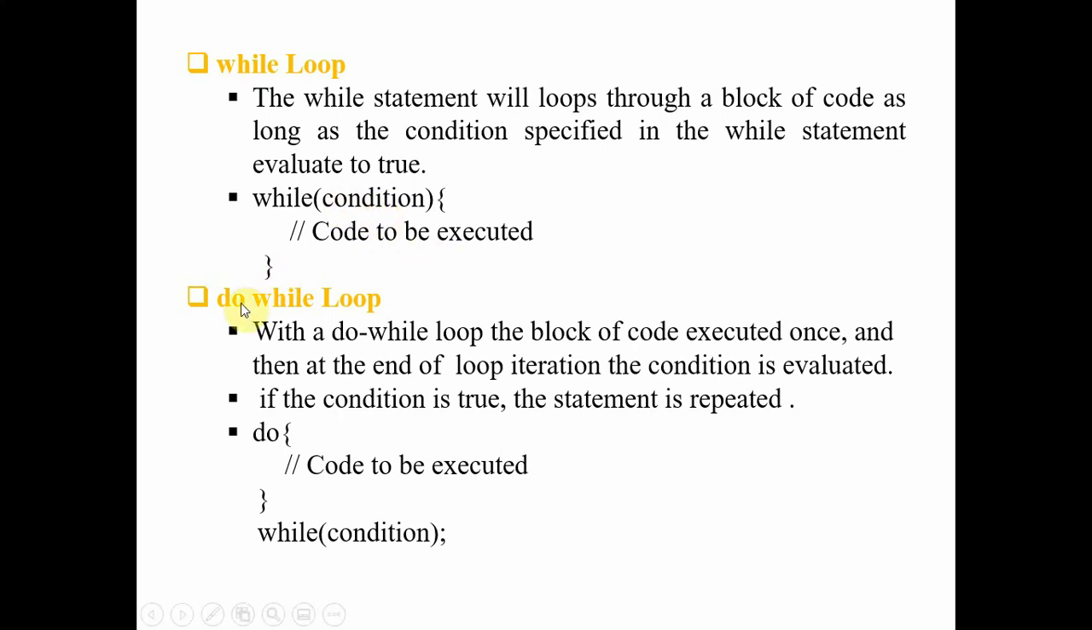And now here we have the do while. It's a different way, a variant of while. With the do while loop, the block of code is executed once, and then at the end of the loop iteration the condition is evaluated, and if the condition is true the statement is repeated. That means the block is executed first and only then the condition is checked. But in while, first the condition is checked and then the code is executed.